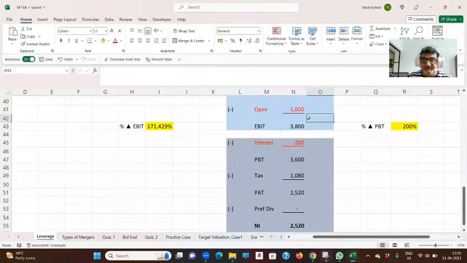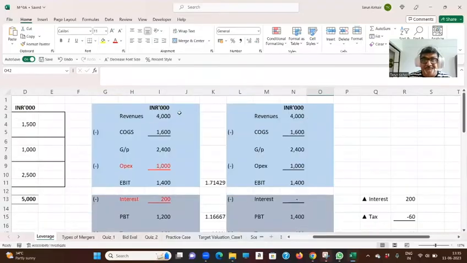So please pay attention to my screen now. Here is the example that I was talking about. If you look at this example here, we are currently looking at a firm which is at 50% capacity. Revenues are 4,000 crores. The board understands that they can increase the capacity to 100%.